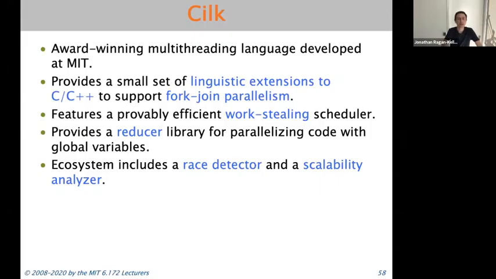But the high order bit is that for the class of parallelism expressible by Silk, a work stealing scheduler is provably efficient in a bunch of useful ways. It's asymptotically as good as you can do on a bunch of different axes. It also provides some additional constructs, like a reducer library that we'll introduce for parallelizing code that interacts with global variables, with shared variables across tasks. And it has a really useful ecosystem of tools that we'll use in this class, including a race detector and a scalability analyzer that help debug parallel bugs and do performance tuning and performance profiling of parallel code.